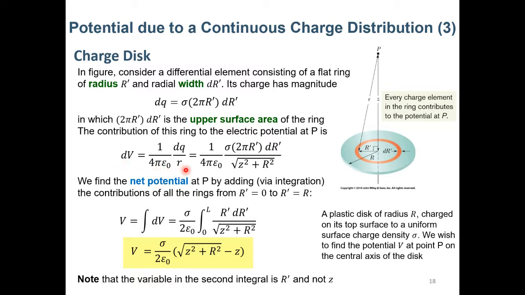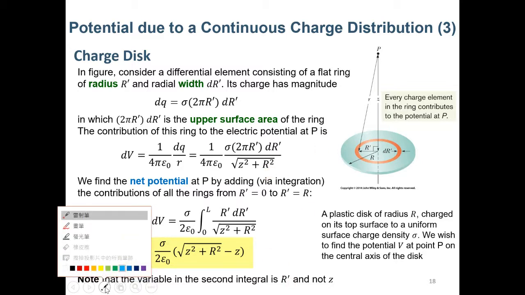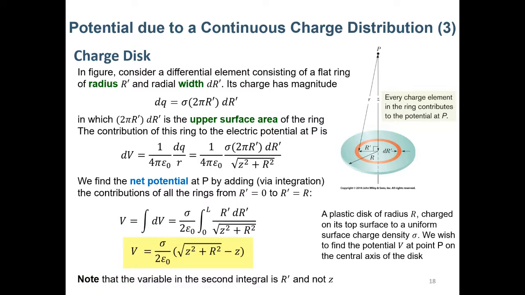So dV can be written like this, and R is this one, from P to this ring, so R is equal to the square root of Z squared plus capital R squared. Actually, there are some typo mistakes. I think there are a few typo mistakes in this page. I just let you know. This one should be R prime squared. This one should be R prime squared.